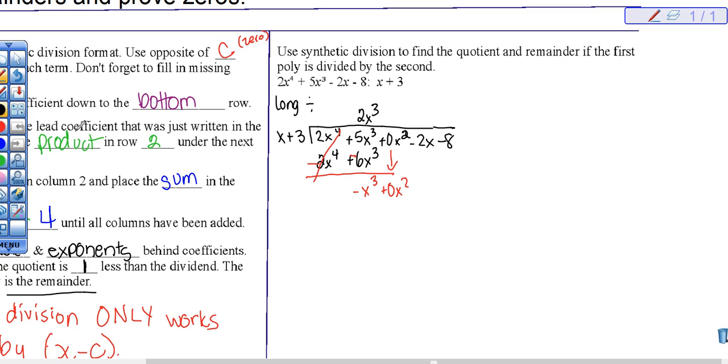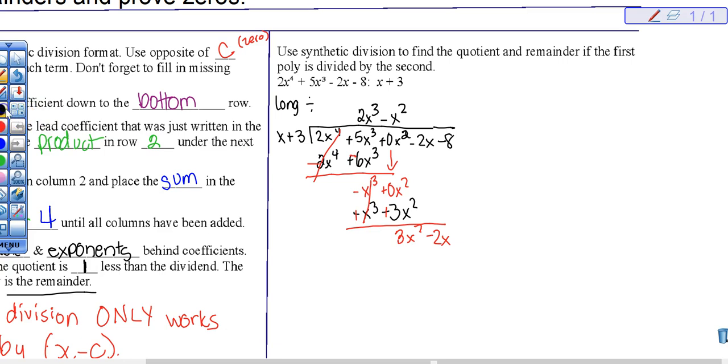And we start over. And we go, all right, negative x cubed divided by x is negative x squared. And we multiply. So that's negative x squared times x is negative x cubed. Negative x squared times 3 is negative 3x squared. And now we're going to go in and subtract. So we'll change that sign and change that sign. And we get 3x squared. Bring down the 2x.